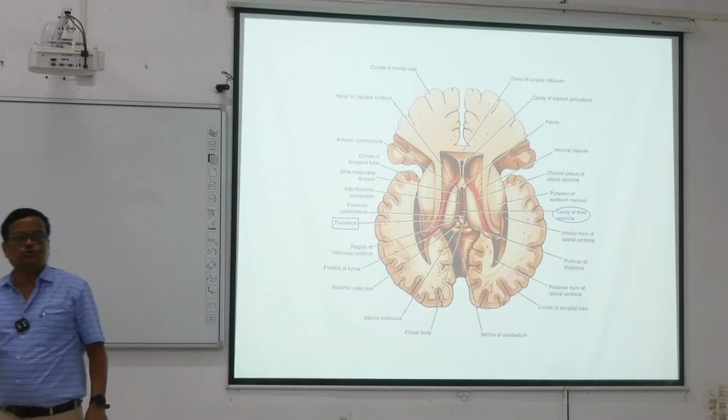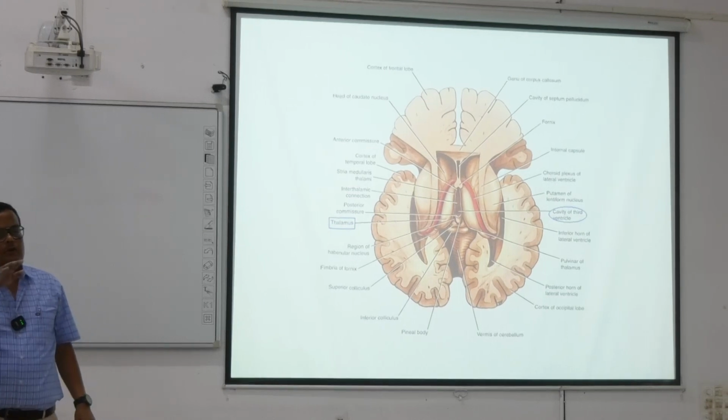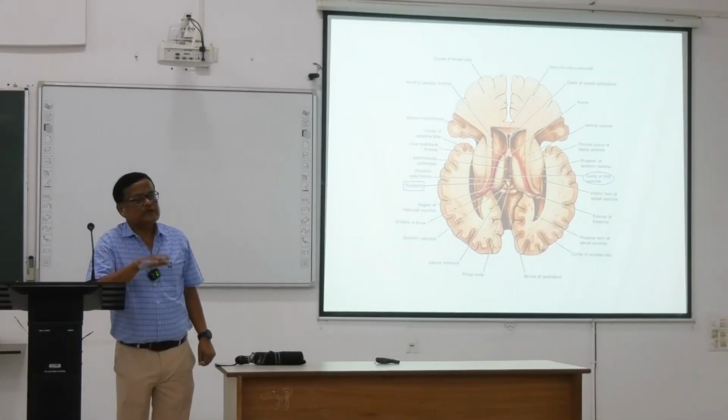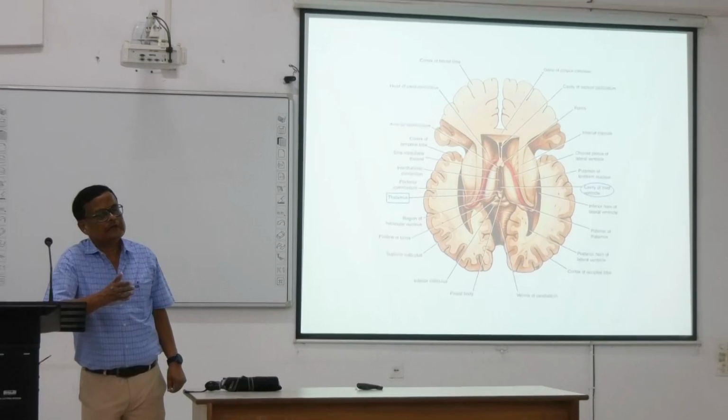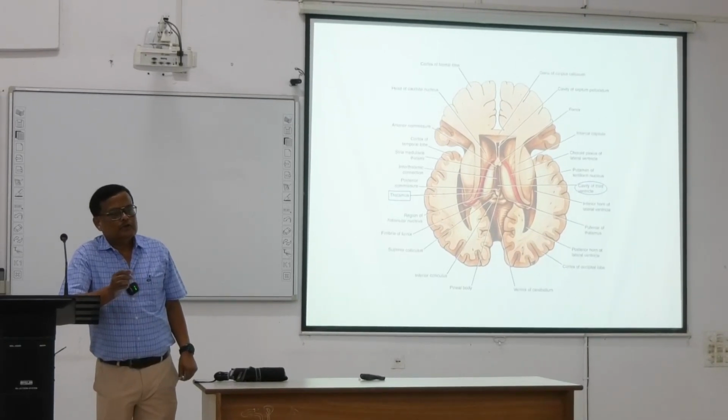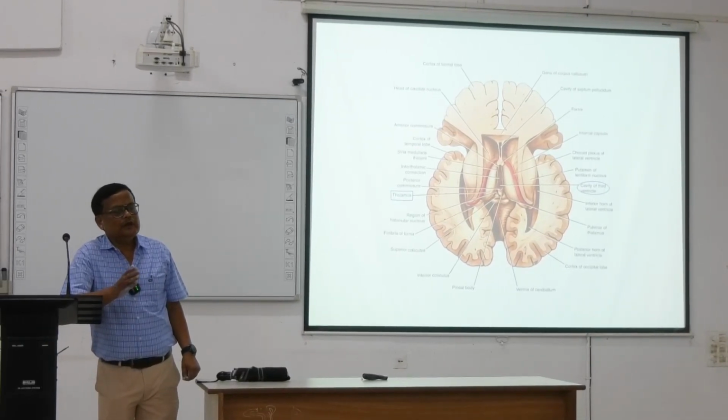Thalamus has got a superior surface, inferior surface, medial surface and lateral surface. Superior surface is related medially to the third ventricle, choroid plexus and fornix, and laterally to the floor of the lateral ventricle. Medial surface is related to the third ventricle, lateral surface is related to the internal capsule, and below it is related to the hypothalamus and subthalamus.